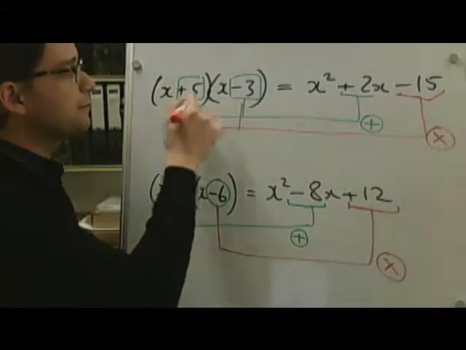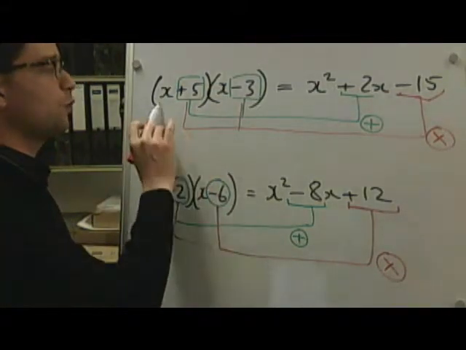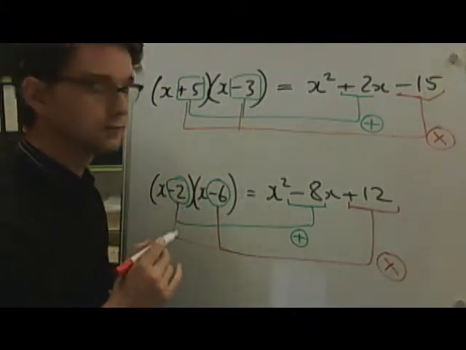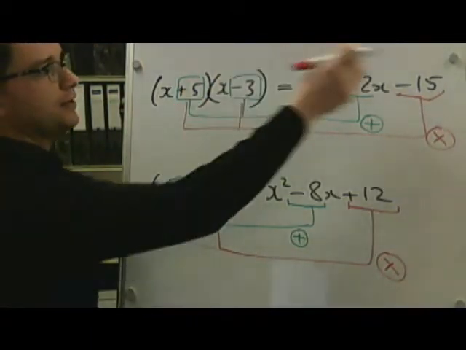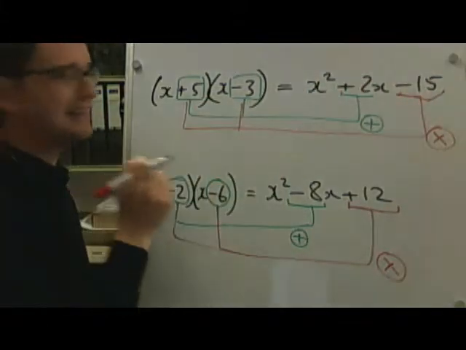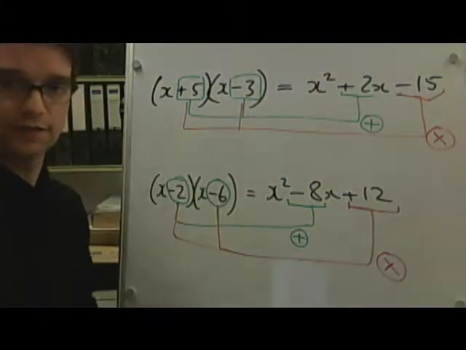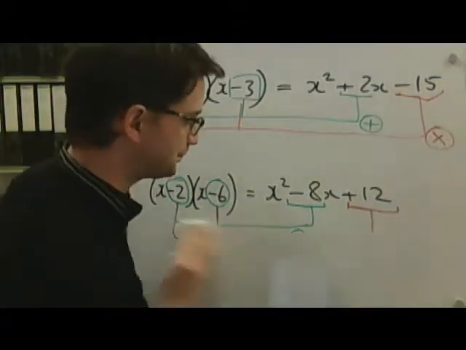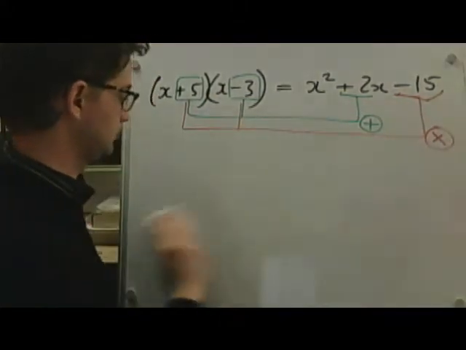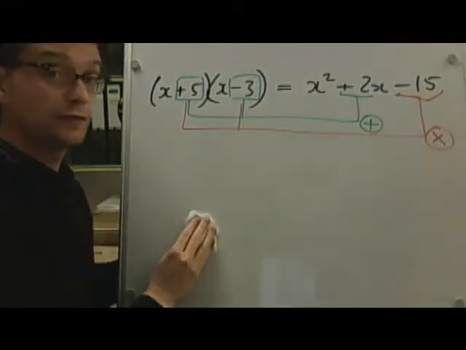So when you multiply out pairs of brackets, where you've just got one x in each place here, you take these two numbers and you multiply them together to get this, and you add them together to get this. Why is that helpful for us? Well, it's helpful for this reason.